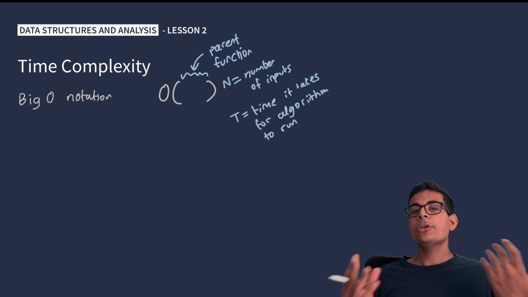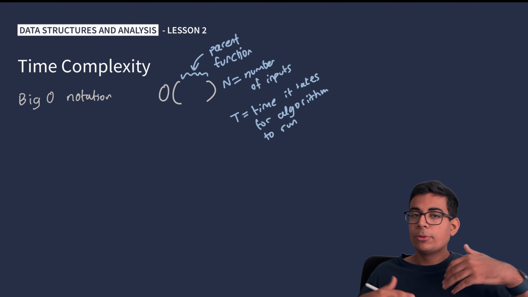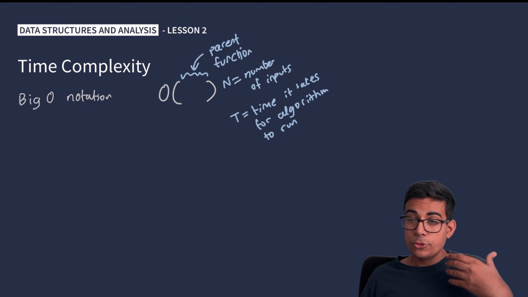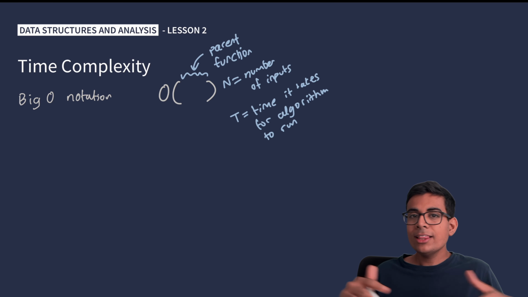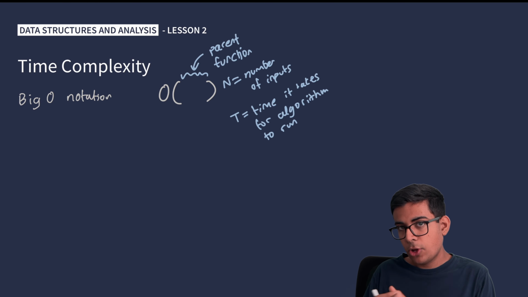Because if you think about it, let's say you have an algorithm and you put in 10 inputs and it almost instantaneously spits out an answer. Even if you use various algorithms, you'll find that the time it takes for that algorithm to run will be relatively the same, and it will be really, really fast because the number of inputs is really small.